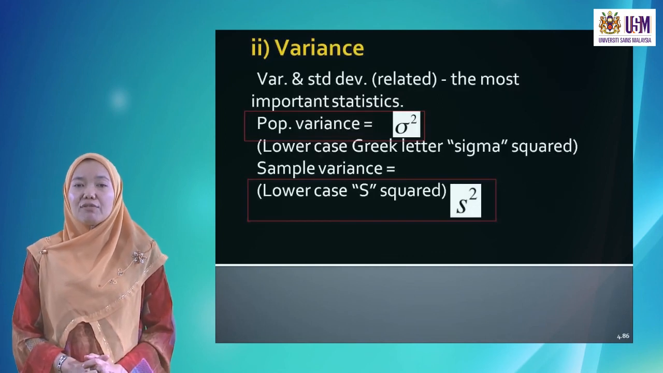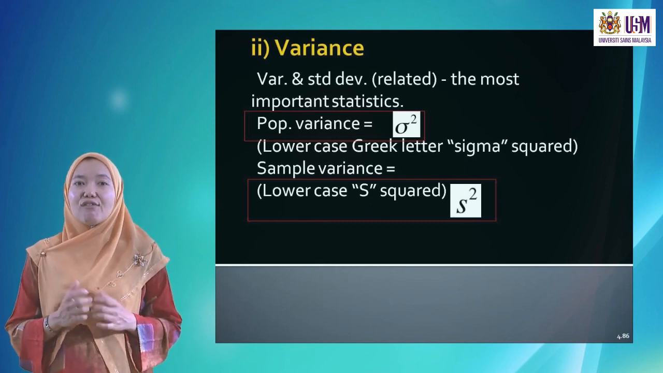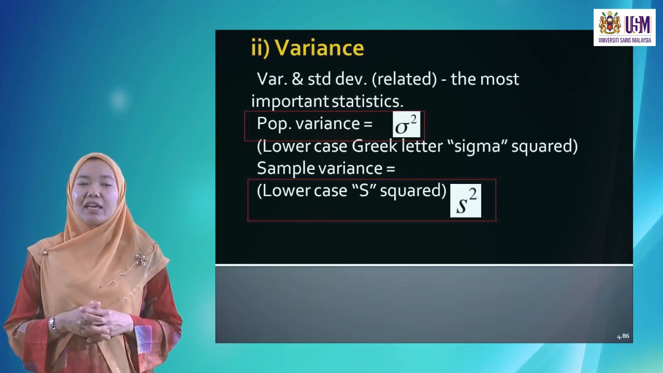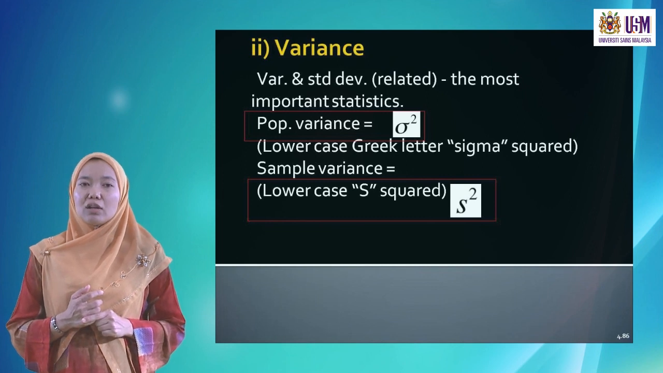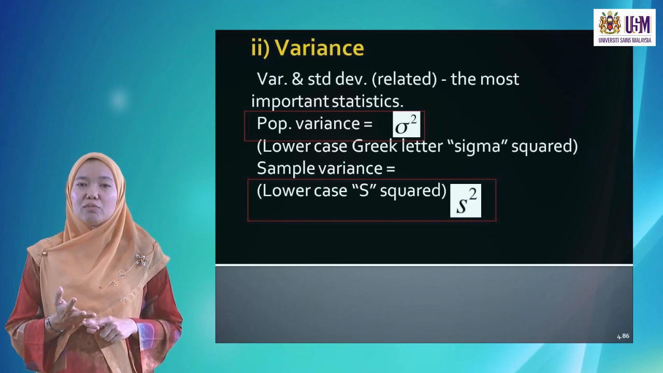The measure of variation that you need to consider other than the range is what we call variance. Variance comes from the word vary. The next measure of variation is what we call the standard deviation. Variance and standard deviation, these two are related to each other.